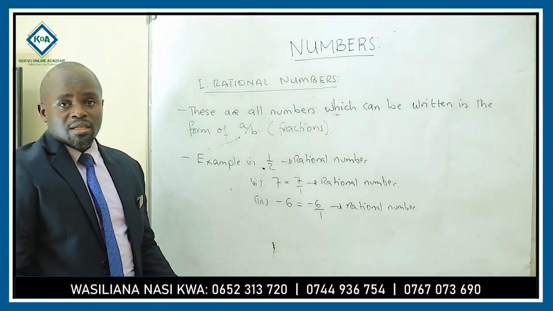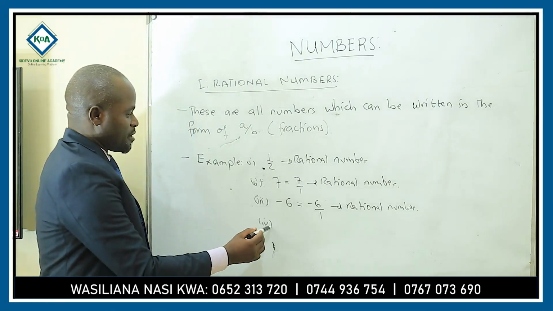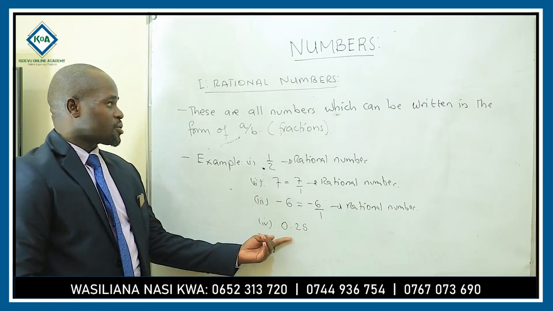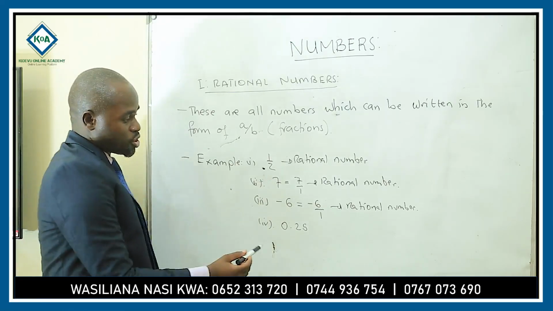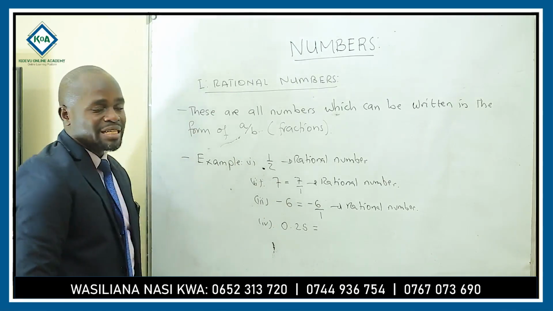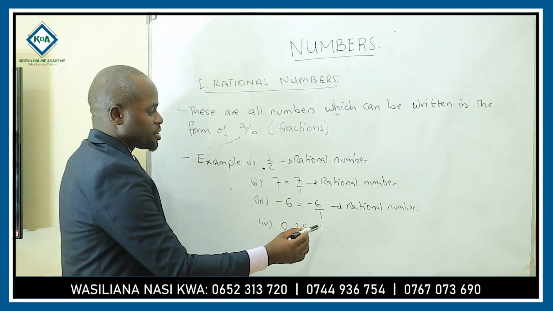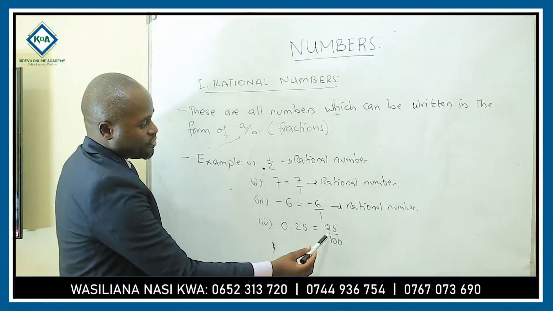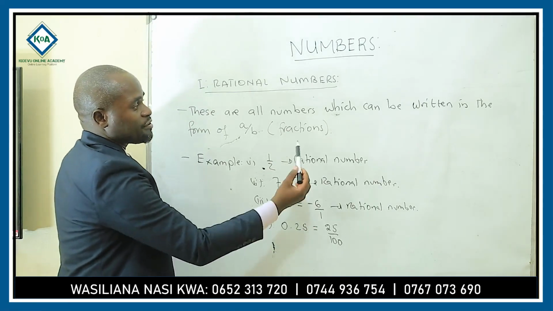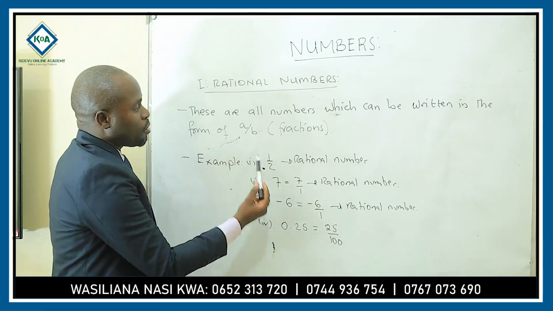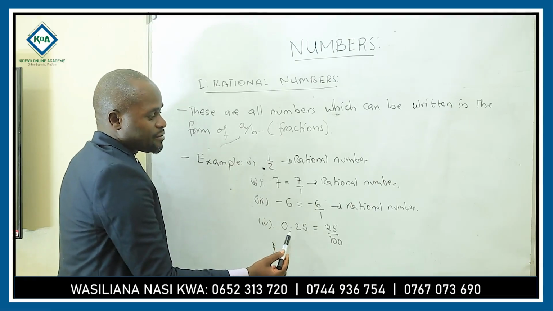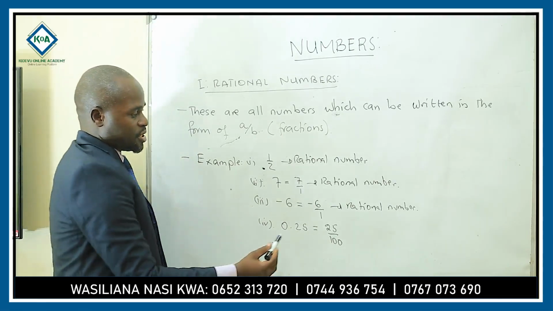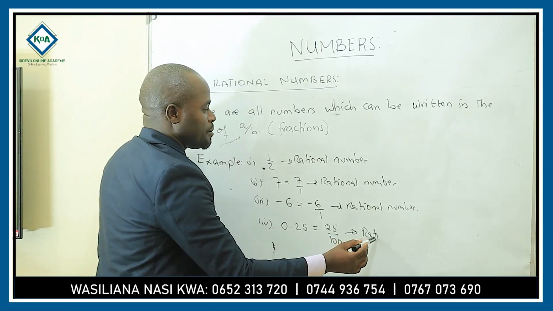Also, we have numbers like decimals. For example, if you have 0.25, now 0.25 also is rational. Why? Because 0.25 is a number which can be expressed in terms of a fraction, which is equal to 25 over 100. Now, if it is 25 over 100, then this is a fraction form, or a form of A over B. So also this is a rational number.